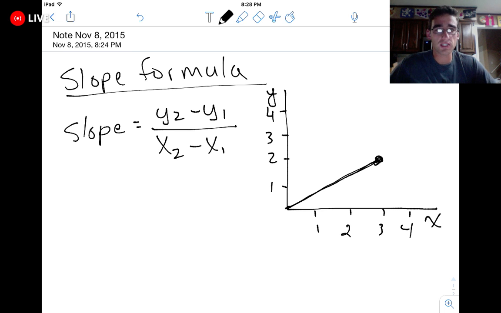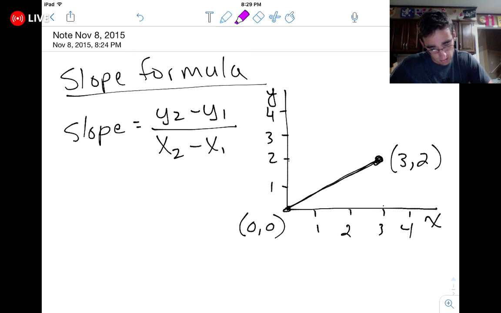I'm first going to name my 2 points. Well, I know this is 0, 0. And then up here, this is 1, 2, 3, and then 1, 2. So that's 3, 2. Hopefully we all are okay at naming points. Once I have those 2 points named, my slope formula gets a lot easier.